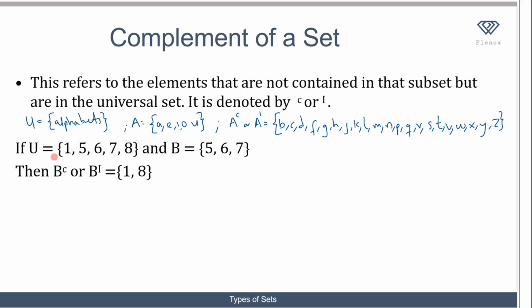So a simple example would be if U is equal to {1, 5, 6, 7, 8} and B is equal to {5, 6, 7}. I know that the complement of B in this case will be the elements that are not in B but are in the universal set, and in this case only 1 and 8 are in the universal set but are not in B, because 5, 6, and 7 are also here. So we don't write those out. We only write the ones that are not in B, which is just 1 and 8. So the complement of B is given as the set {1, 8}.